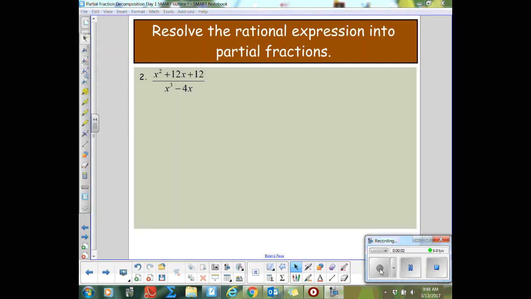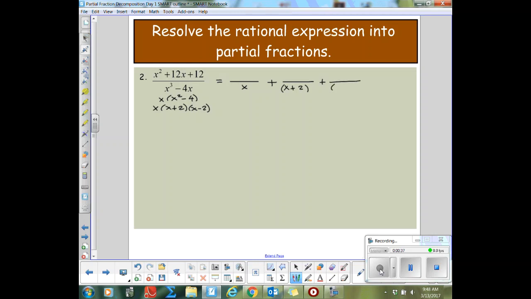To decompose a rational expression, we must first factor the denominator. I have a GCF, and then a difference of 2 squares. So in order to decompose this original, I would need to come up with 3 fractions. Each fraction contains one of the factors from the denominator.